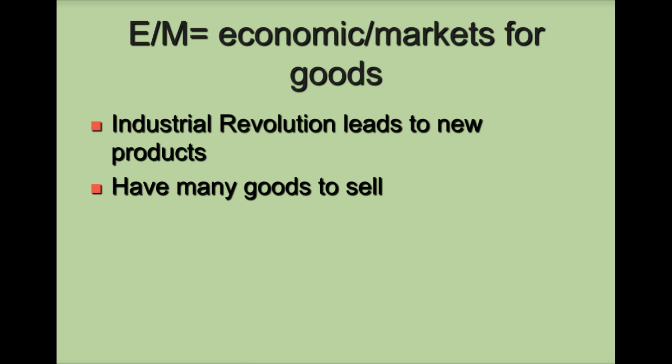So with this economic slash markets for goods, Europeans are looking for somewhere to pawn off their goods, as well as a place to gather raw materials. We talked about how this operated in India. They grabbed all the raw cotton that they could from India, and the British sold back finished cloths. So your first motivation, the E and M in empire, stands for economic and markets for goods.